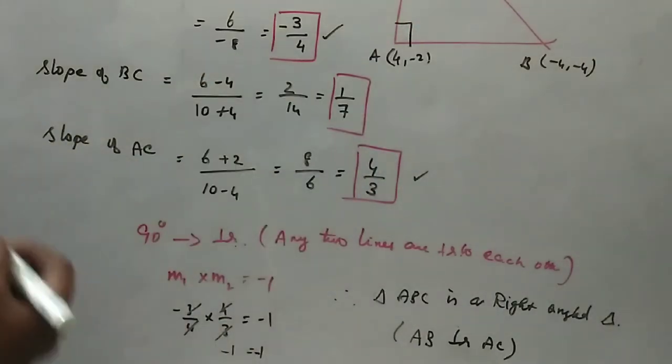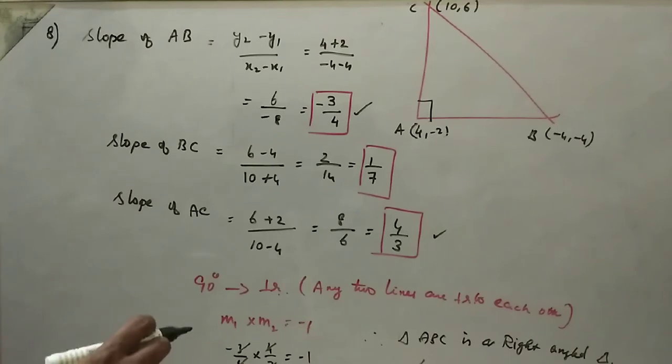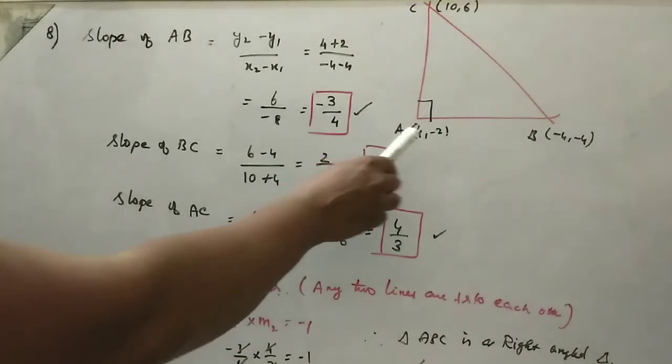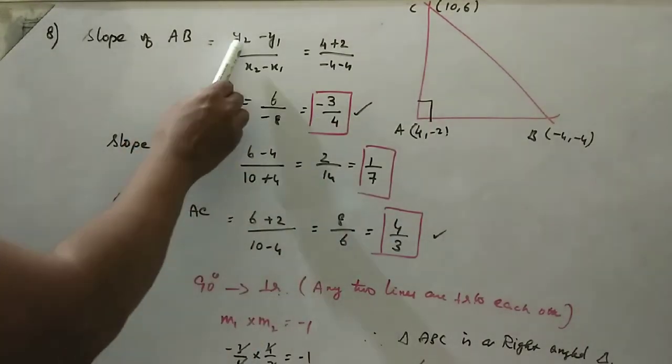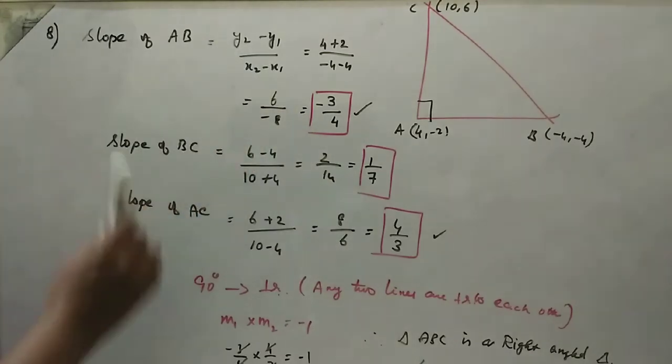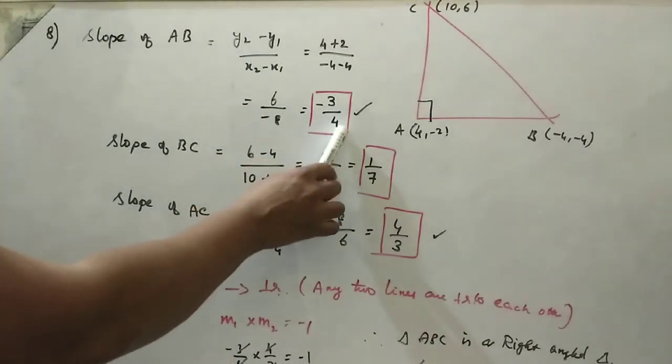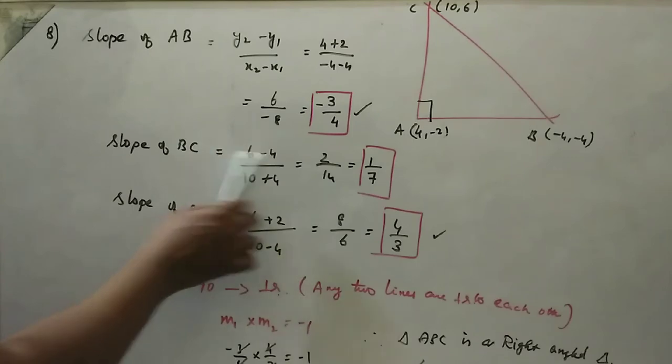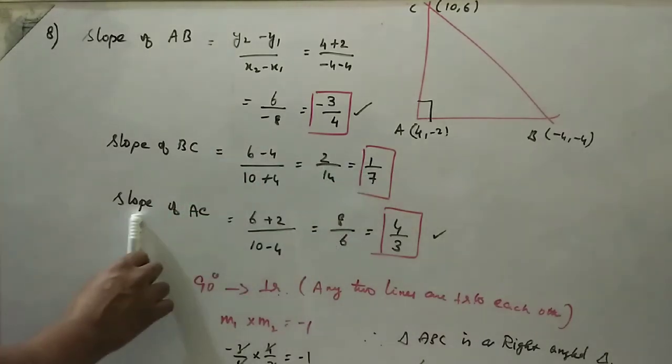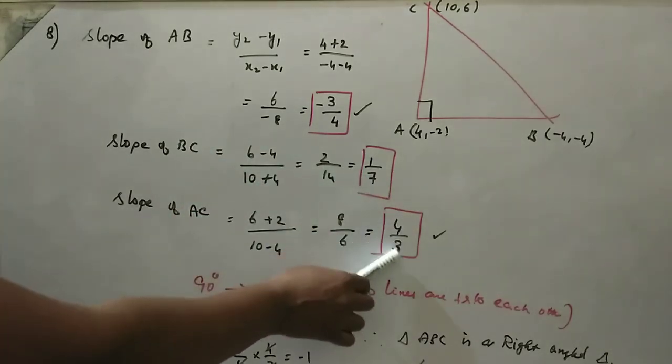Okay? Understood? So, first what we have to do? We have to find slope of AB. y2 minus y1 upon x2 minus x1. You got minus 3 upon 4. Then slope of BC, you got 1 upon 7. Slope of AC, 4 upon 3.